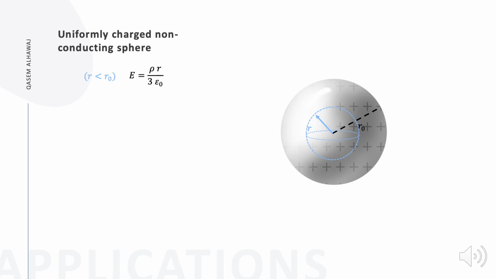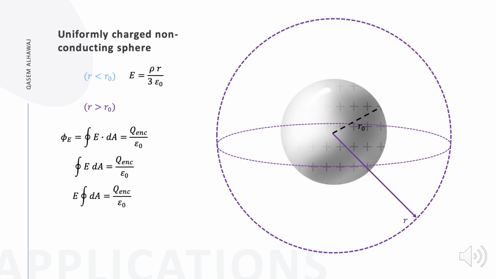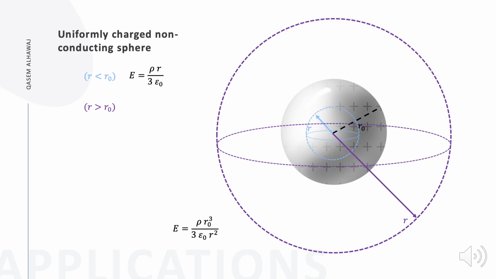Now we will find the electric field for a point outside the sphere using the same steps. First, we will simplify the dot product since the direction of the electric field is parallel to the direction of the area. Then we can take the electric field outside the integral due to symmetry, using the same ratio of charge, but now the volume is for the total of the sphere, that has the radius of our r0. In the end, the electric field outside the object is equal to the density times the radius cubed over 3 times epsilon naught times the radius squared.